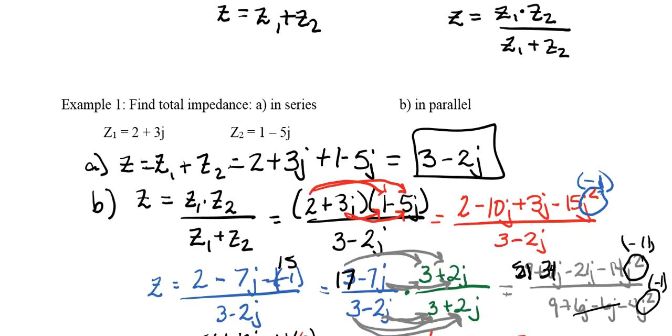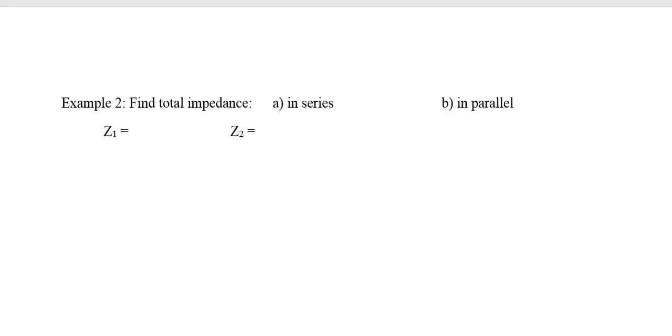Okay, oops, I'm going the wrong direction. So in this one, again, we're going to find our total impedance in series and in parallel, but this time we're going to do it in a different form. This time it's looking like a vector. So it's 2.19 at 18.4 degrees, and it's 5.16 at 67.3 degrees. So instead of giving it to us as a complex number, it's given to us like a vector.